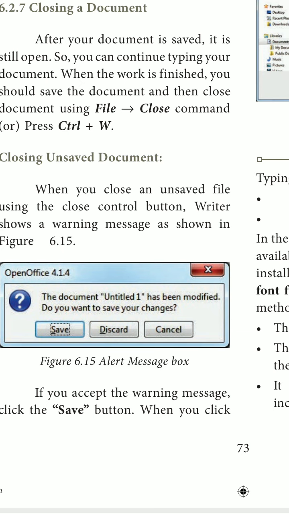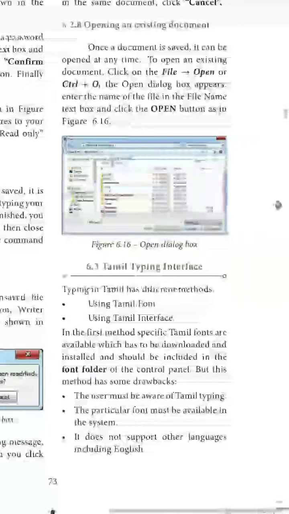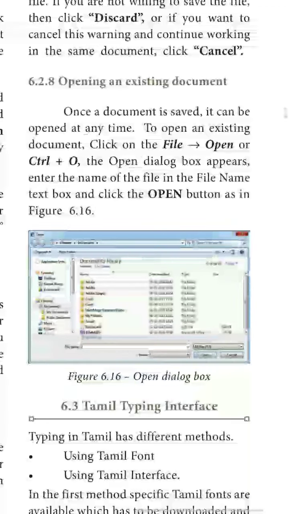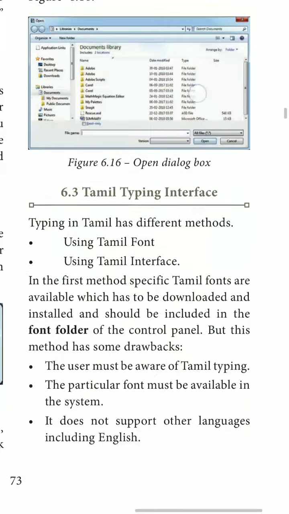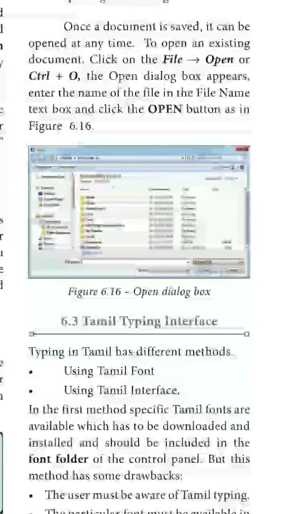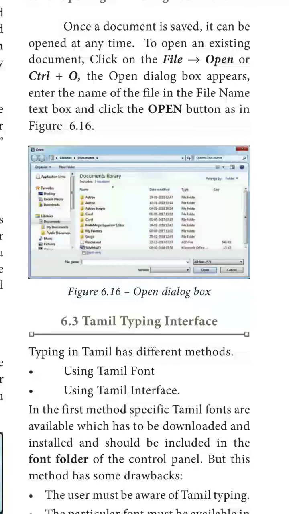And if you want to cancel the last action, which is closing the file, it can be cancelled by using this Cancel button. Okay. And to open a file, you have to open the software and press Control O, or click File, Open. Then you have to select the file that you want to open and click on this Open button to open the file in OpenOffice Writer.